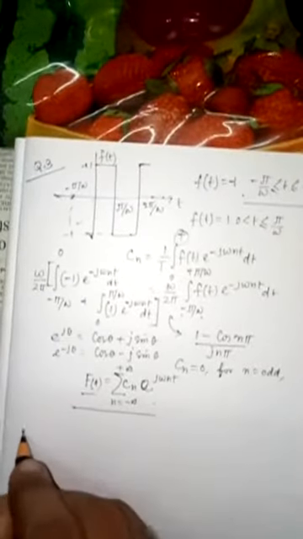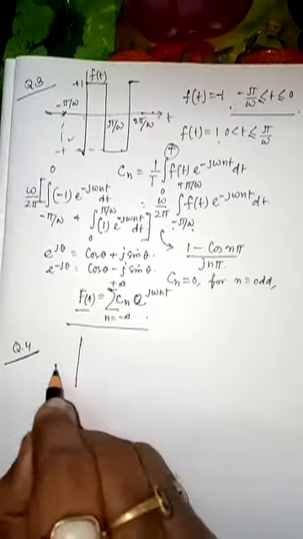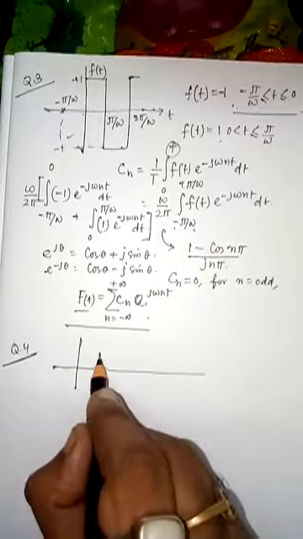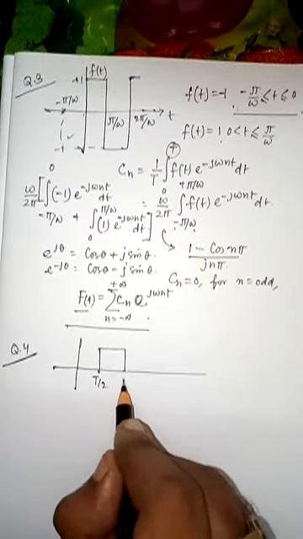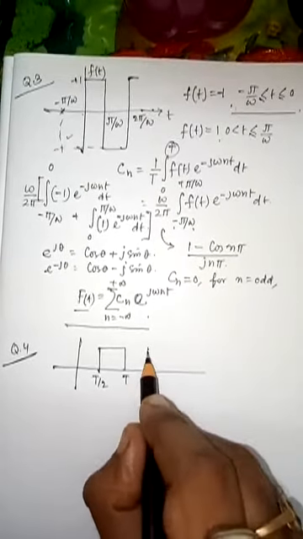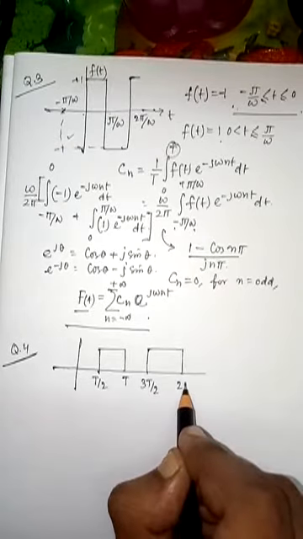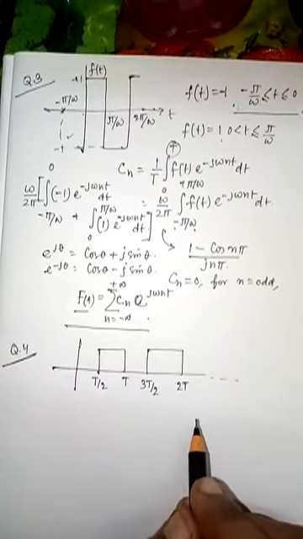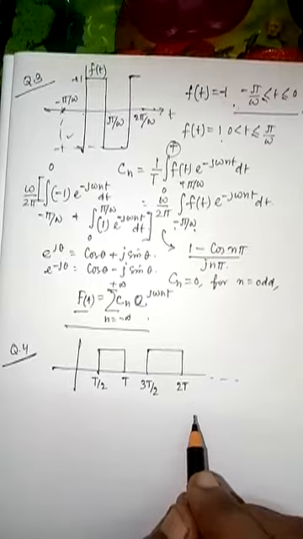Now we will have another new mathematical problem, given as question number 4 like this. One periodic pulse train is given, from t by 2 to t, then 3t by 2 to 2t, and so on. You have to find out the Fourier series of this given waveform.